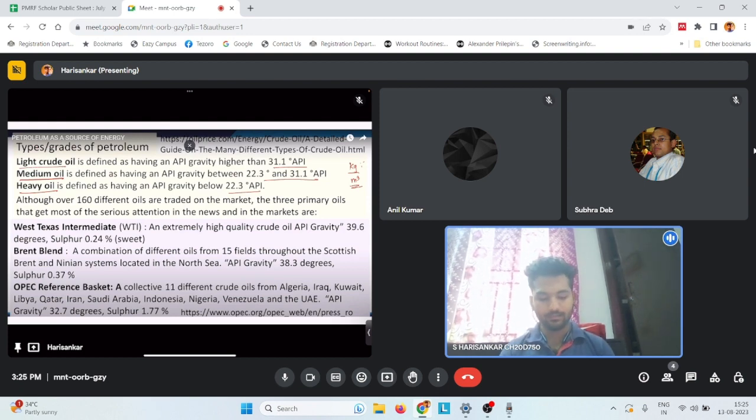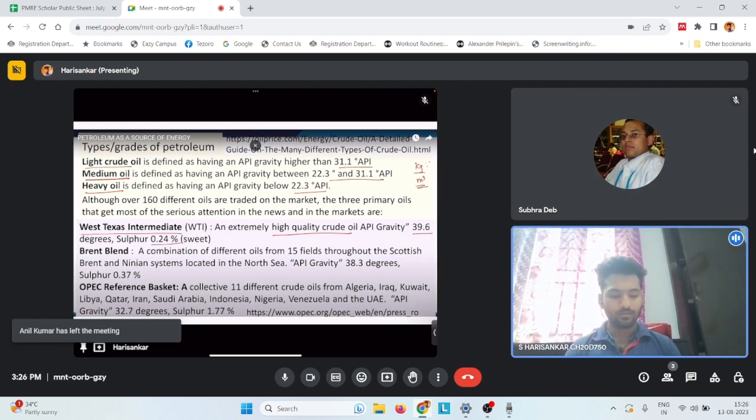And in terms of the classification, you have something like West Texas Intermediate, which is an extremely high quality crude oil with an API gravity of 39.6 and a very low sulfur content of 0.24. Crude oils that have very low sulfur content are called sweet crude oil, and if sulfur content is high, then it is usually termed sour crude oil. For example, a crude oil like OPEC reference basket, which is the crude oil from the collection of Middle East countries and other countries like Indonesia and Nigeria, African countries basically. You can see that sulfur content is very high, approximately 1.8%. So these are just some of the classifications of petroleum that have been talked about.